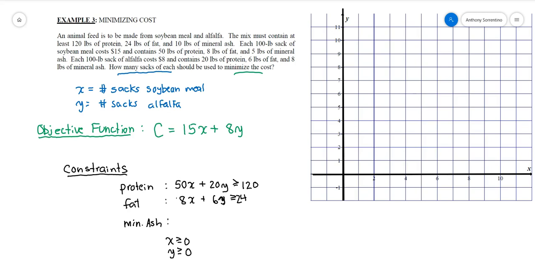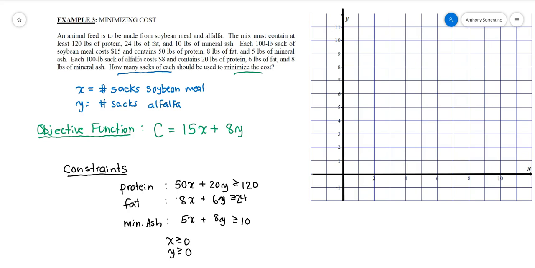And lastly, the mineral ash. I need to have at least 10 pounds of mineral ash. Each sack of the soybean meal will give me 5. Each sack of the alfalfa will give me 8. So these are my constraints that I'm going to graph and find a feasible region for.